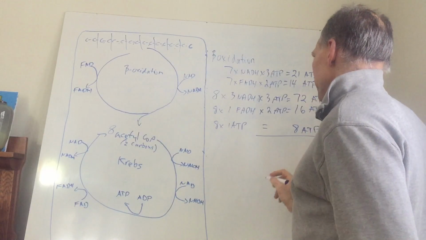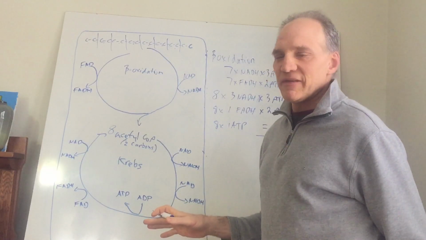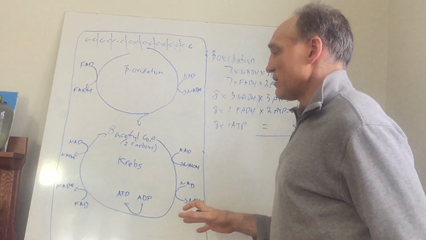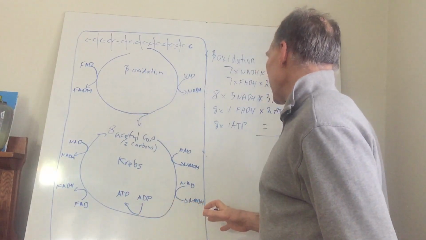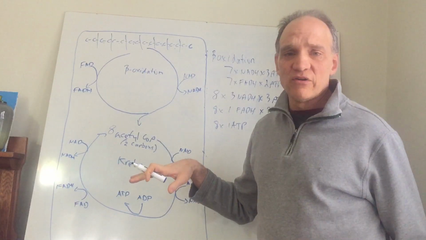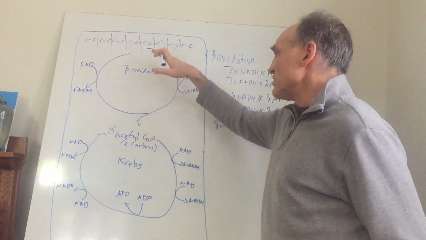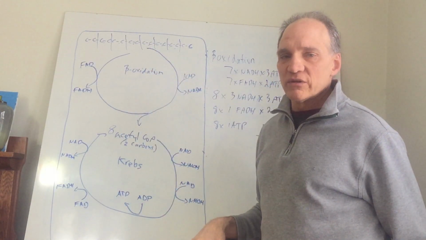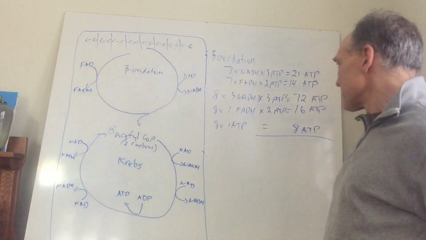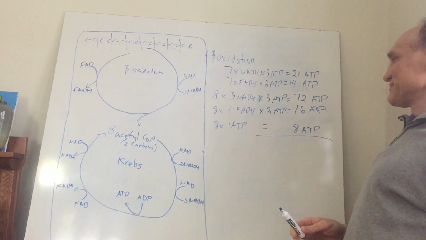So if you add that up, you'll get approximately your number of ATPs that are produced from the oxidation of one 16 carbon fatty acid. If you add it up, it's going to come out to well over 100 ATPs. So you can get a lot more energy from breaking down one molecule of fatty acid than you can from one molecule of glucose. So there's all of your ATPs.